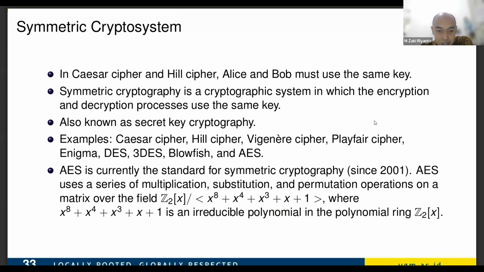In the modern era, we already know DES, triple DES, Blowfish, and AES. Actually, AES or the Rijndael cipher has now become the standard of symmetric cryptography since 2001. The AES uses a series of multiplication, substitution, and permutation on a matrix over the finite field GF(2^8).